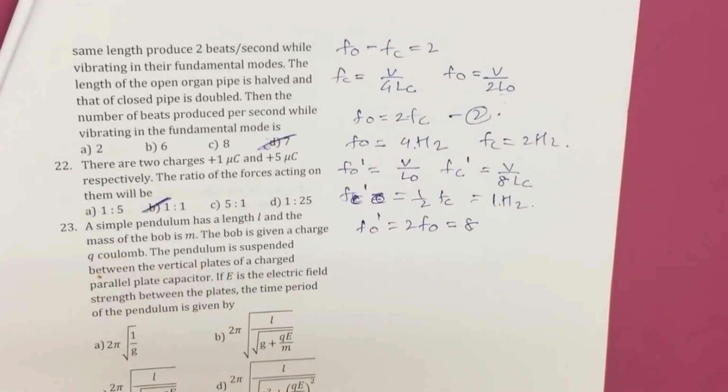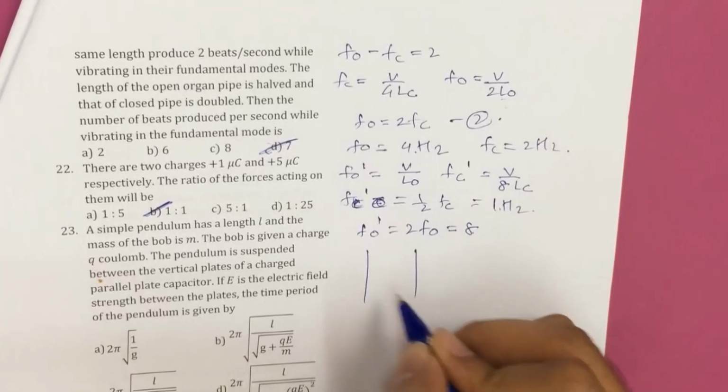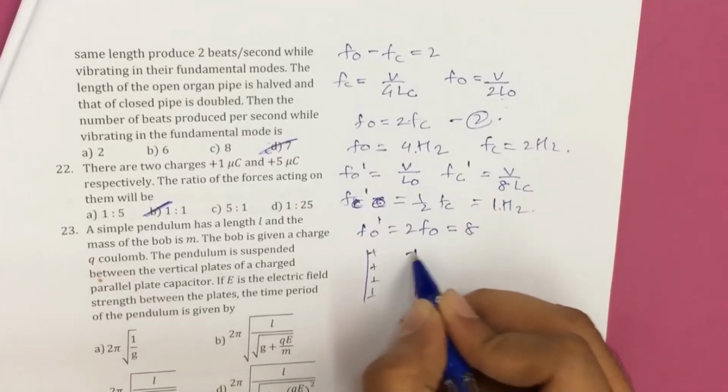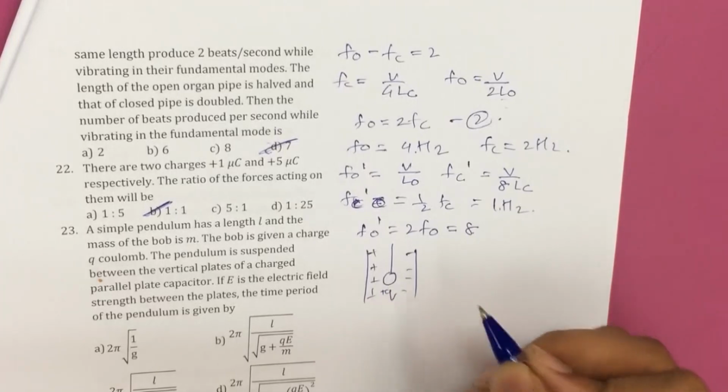Question 23. A simple pendulum has a length L and the mass of the bob is small m. The bob is given a charge of q coulomb. The pendulum is suspended between the vertical plates of a charged parallel plate capacitor. If E is the electric field strength between the plates, the time period of the pendulum will be given by. So basically, if I represent it diagrammatically, this is what it looks like. These are the charged plates. This is what the pendulum is. Pendulum is given a plus q charge.